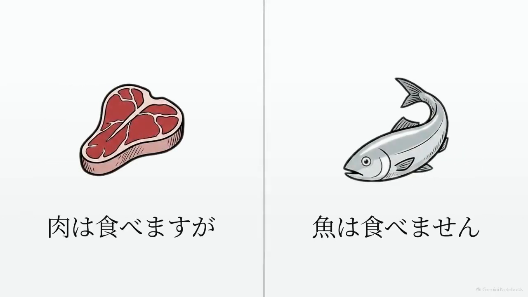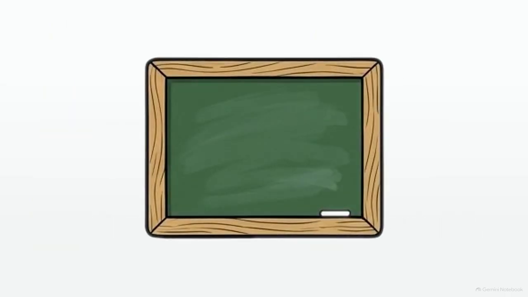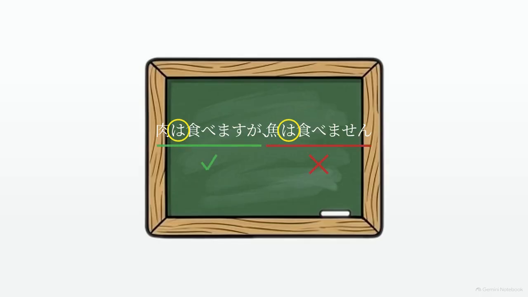You can also use this particle to create direct comparisons. By putting the spotlight on two separate objects within the same sentence, you highlight the differences between them. Here, the speaker likes meat but dislikes fish. Niku wa tabe masu ga, sakana wa tabe masen. We mark both food items with the topic particle to clearly contrast the positive action of eating meat against the negative action of refusing fish.